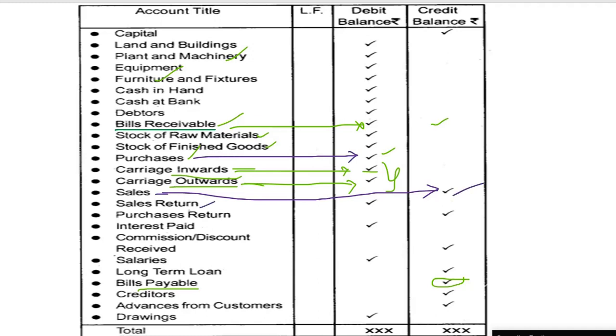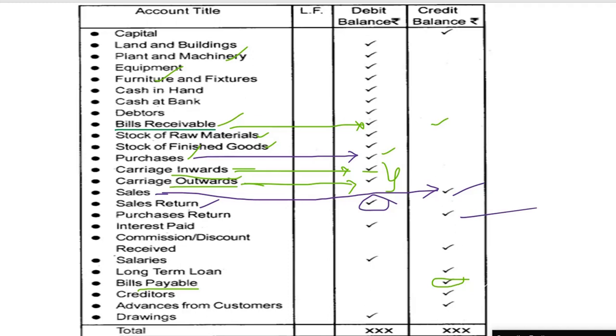Sales return means the goods which customers bought will be sent back to us in return, so it comes under the debit balance. Next is purchase returns. That means whatever goods we have bought, we are going to return them, so it comes under the credit balance.